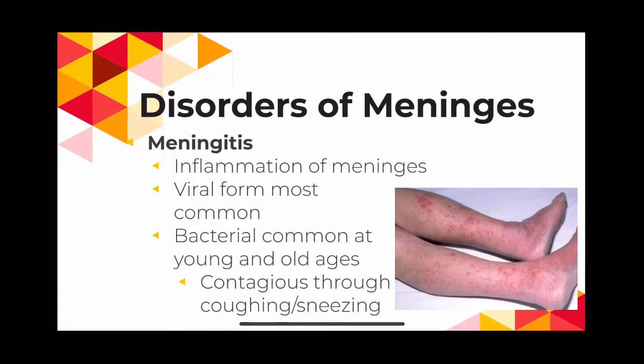So the first disorder of the meninges is meningitis. This is one of the words on your word list, and it might sound familiar to you. If we look at this word, we know that the suffix itis means inflammation, and you can probably guess what the root meninge means. So meningitis is inflammation of the meninges. The most common form of meningitis is viral meningitis, which can impact individuals of all ages. The other form is bacterial meningitis, which is more common in the very young and the very old.